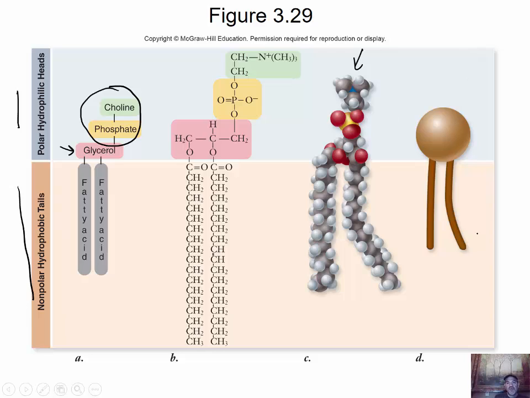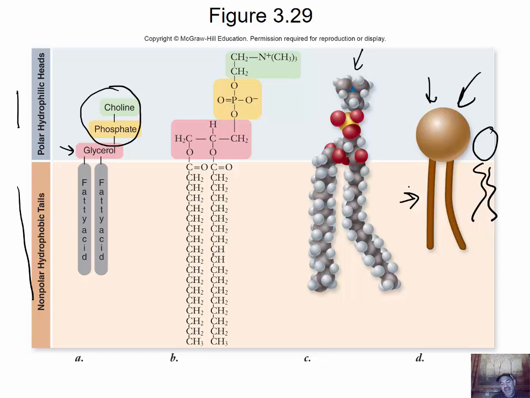Maybe I should draw it a little more right here. I don't even know why I'm drawing it again because it's already there. Anyhow, you get the point. So what does this mean here? This means that that part likes water and this part doesn't.